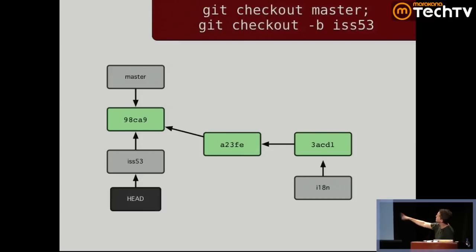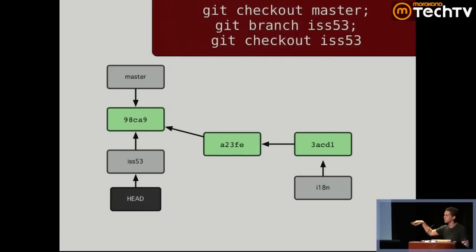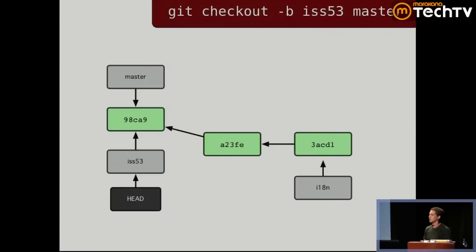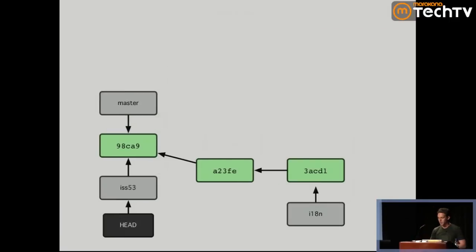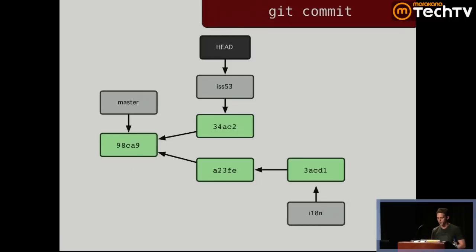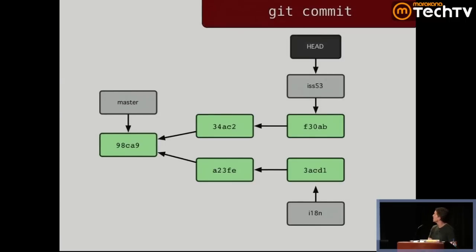I could check out master and then check out -b issue 53, which would create one and switch to it. Or I could do all three of these: check out master, create the branch, check out the branch, right? All of these are equivalent. Most people like checkout -b because usually when you create a branch, you want to switch to it. You're creating it because you want to work in that context.